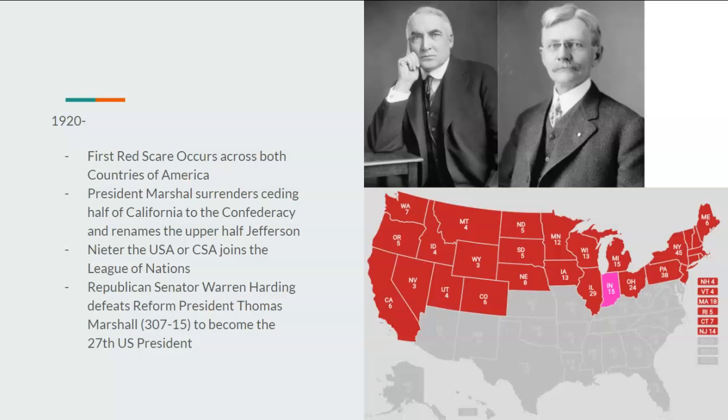Neither the U.S. nor the CSA joins the League of Nations, as Marshall's like, oh man, I'm going to lose anyway, so I'm not going to join. I'll leave that to the next president. And the Confederacy doesn't like it, and because Woodrow Wilson didn't join in real time, he wouldn't join now. And now we have the 1920 United States presidential election as Republican Senator Warren Harding defeats Reform President Thomas Marshall 307 to 15, the second time Marshall lost in a landslide, and Warren Harding becomes the 27th U.S. president.